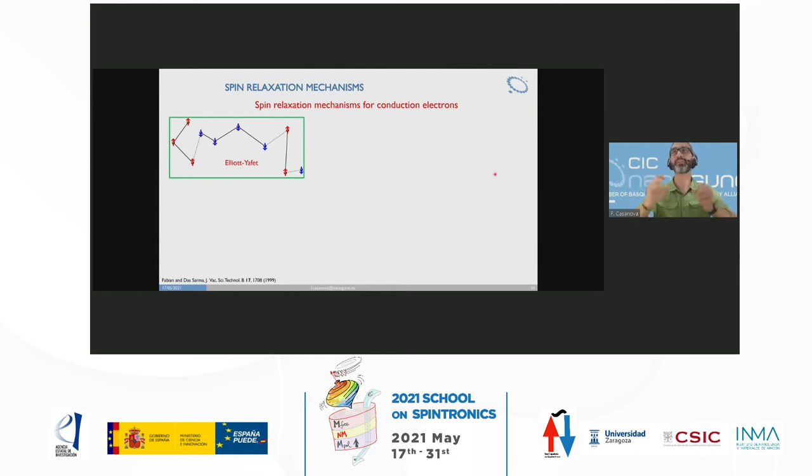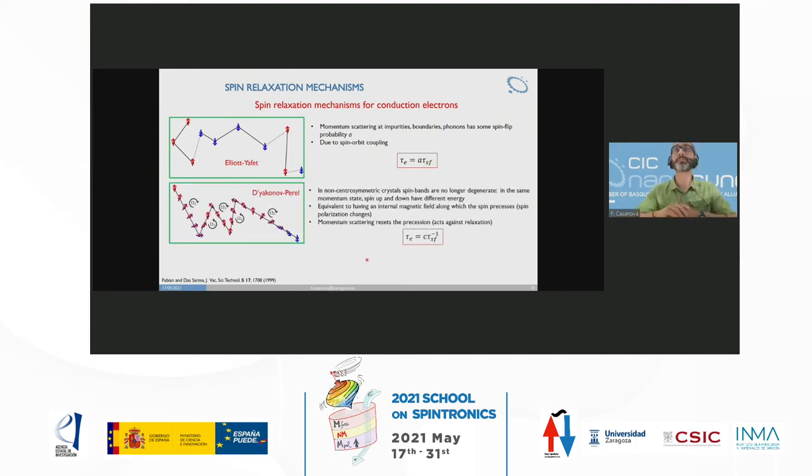Okay, there are two main mechanisms. One is the Elliott-Yafet mechanism. So when a conduction electron moves, it scatters, and at each momentum scattering, it has a certain probability to flip the spin, okay? So here it flips, then it scatters without flipping, and then it flips again, with a certain probability A. So at each scattering, there is spin-orbit interaction in the materials, and that's the origin of the flipping. So the spin-orbit coupling can give rise to this flipping, and depending on the material, this probability will be stronger or weaker.